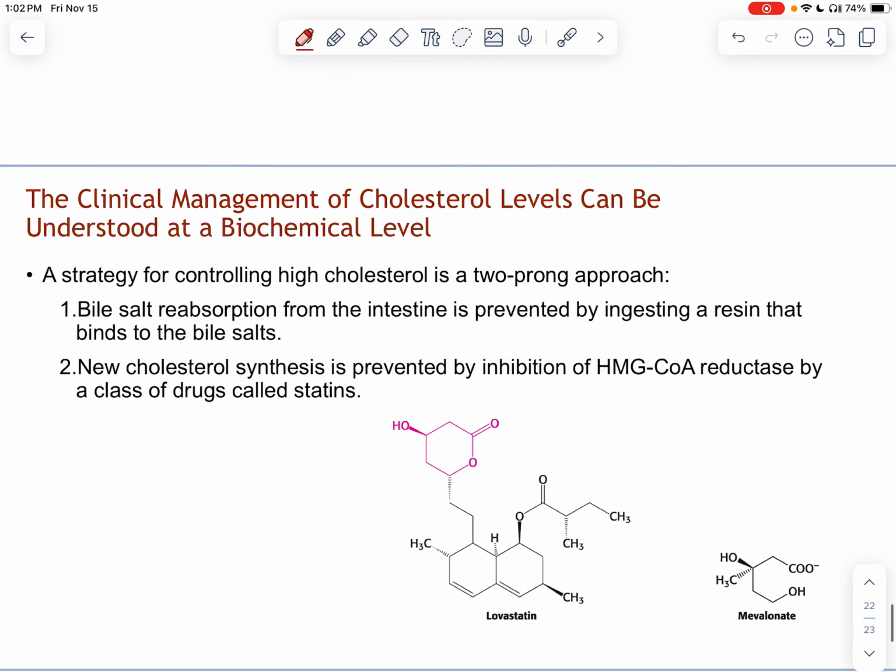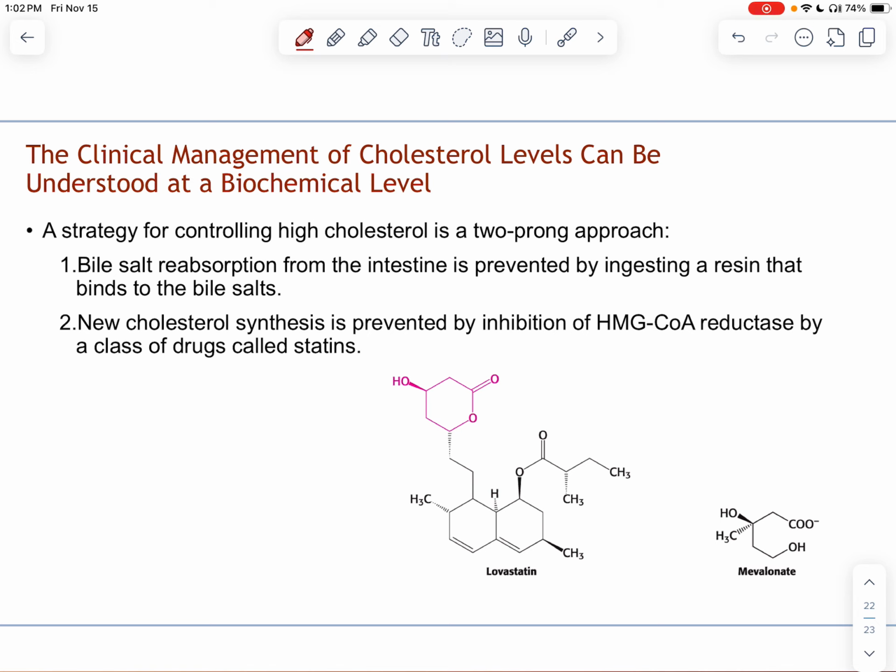Okay, let's look at another way that we could help manage cholesterol levels using our biochemistry knowledge. So another strategy is this two-prong approach. We want cholesterol out of the blood. We know that our bile acids are made from cholesterol. So if we could essentially make our body make more of those bile acids, we'd be using up that cholesterol. We're going to do that, and we'll look at this on the next slide, by ingesting a resin that binds to the bile salts, and we're going to talk about that in just a second.